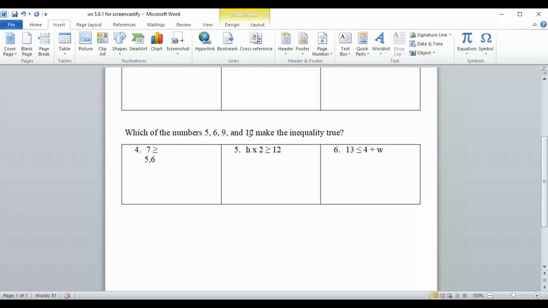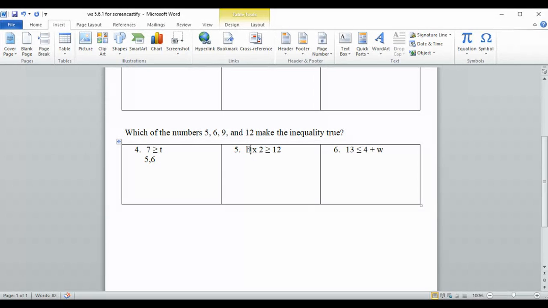And then the last number we have is 12. 7 is greater than or equal to 12. It is not. 7 is not greater than 12. It's not equal to 12. So 5 and 6 are the only ones that work there. And again, I don't remember what letter that is, so we'll just put a T in there. This one's an H. I'm going to try to remember it. All right, so we have H times 2 is greater than or equal to 12.